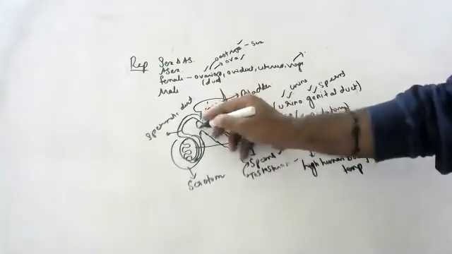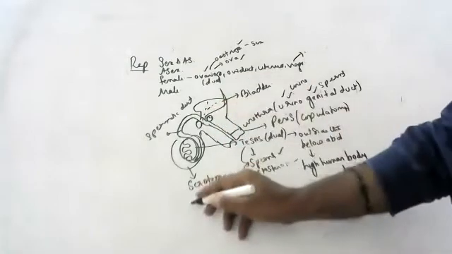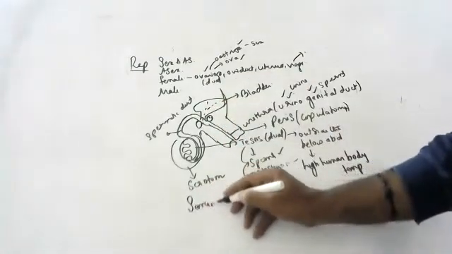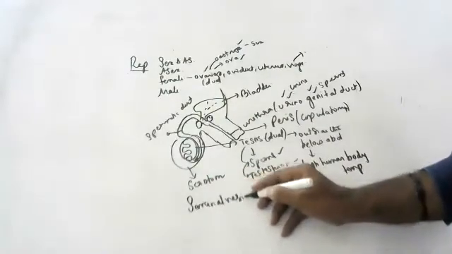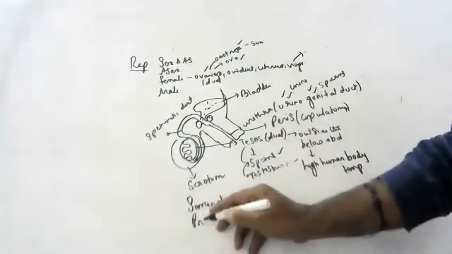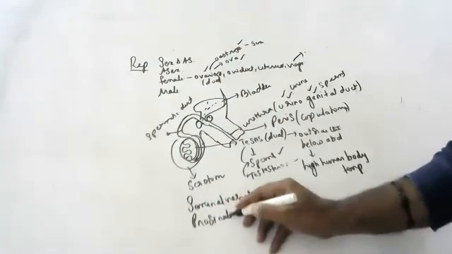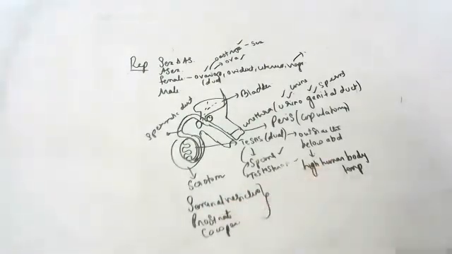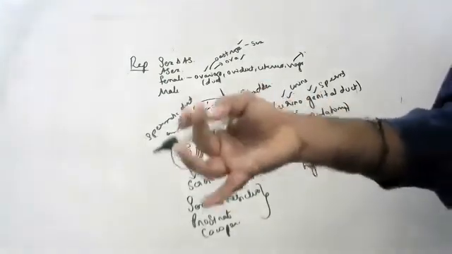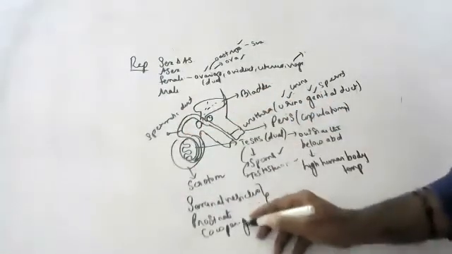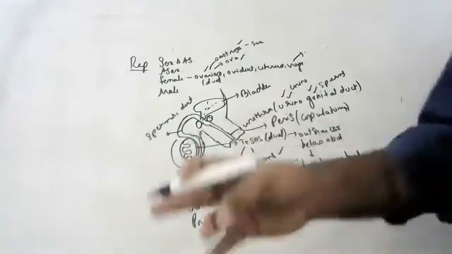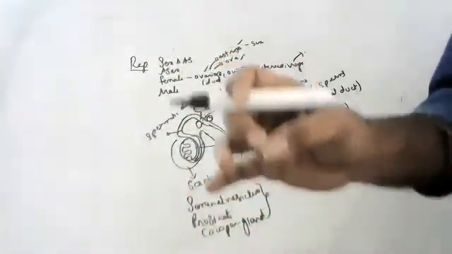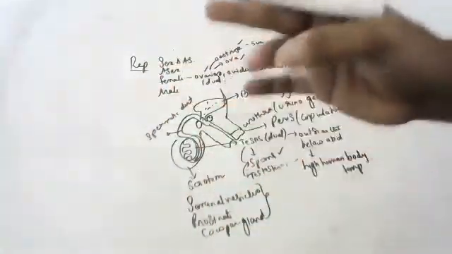And here some glands are present. What are the names of the glands? Seminal vesicles, prostate gland and Cowper's gland. We have three glands, children, in males: seminal vesicles, prostate gland, Cowper's gland.